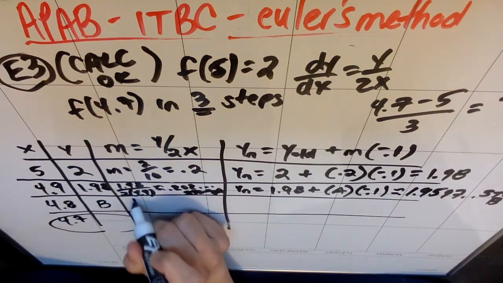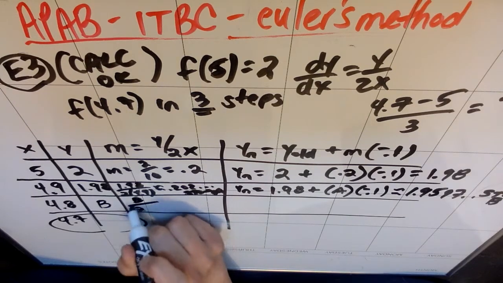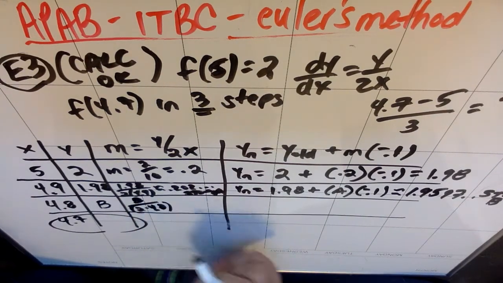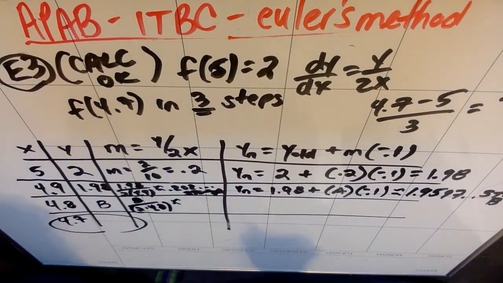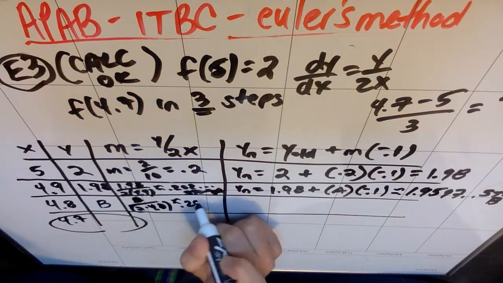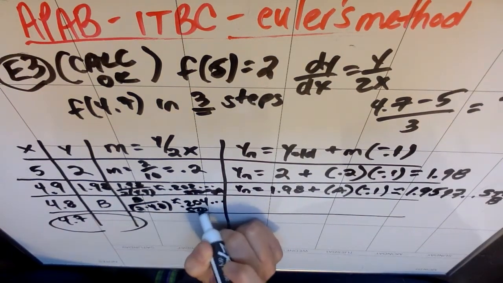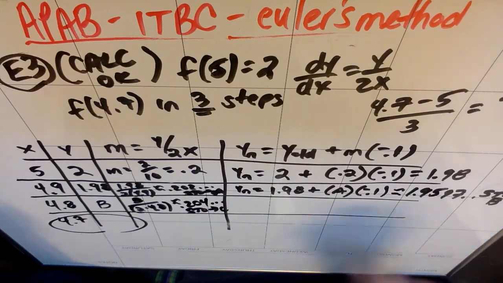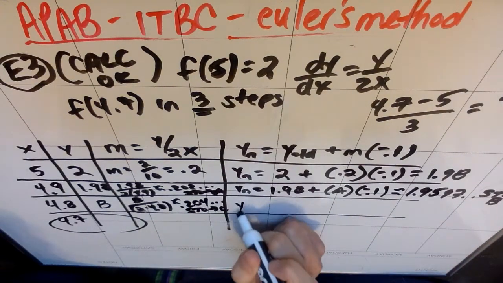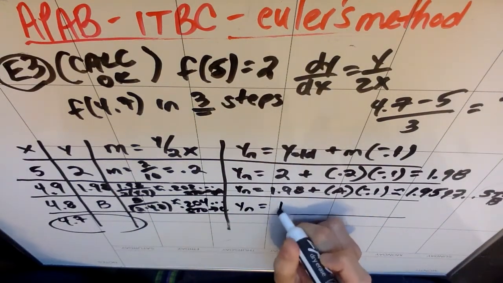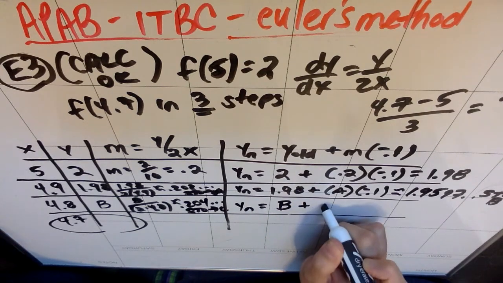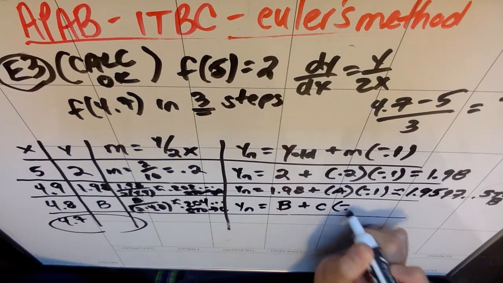Well, that means my slope is going to be B divided by 2 times 4.8, right, which I'm going to type in my calculator, and it's also going to give me something crazy. It's going to give me 0.204..., which I'm going to store as C. So now I have a B and a C that I'm going to need in my formula. So my new y, which will be my final answer, is the old y, which I stored as B, plus C times that negative 0.1.